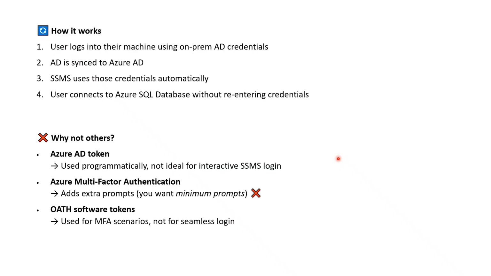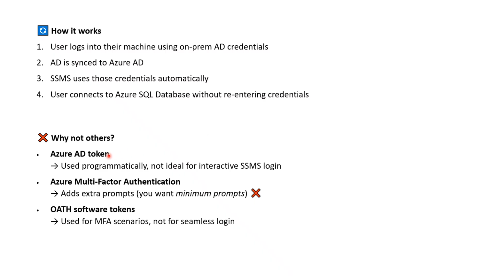So let's see how it works. The user logs into their machine using on-prem AD credentials. That user should log into the machine with the on-prem Active Directory credential. Now AD syncs with the Azure AD. So SSMS uses those credentials automatically, and the user connects to Azure SQL database without re-entering the credentials. So it's a single sign-on.